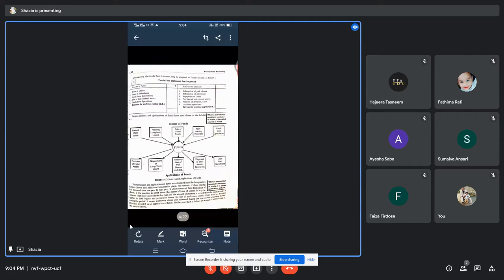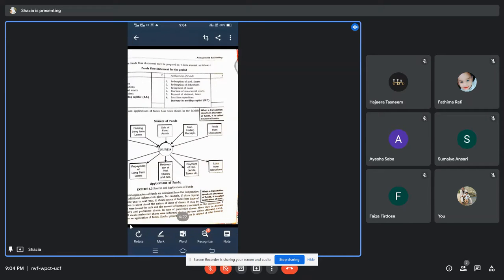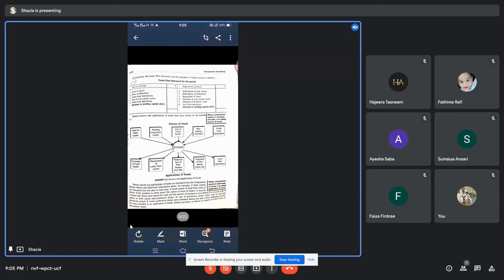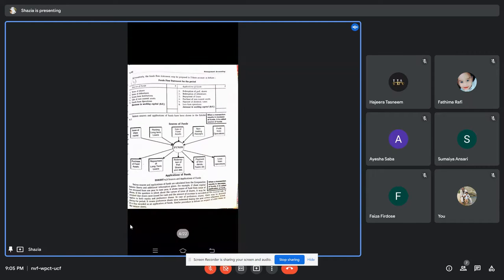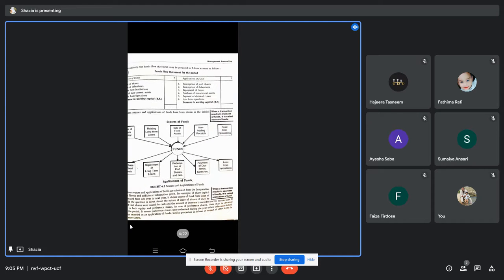If it is increasing, that depends; however, I'll tell you how to do that. Next, increasing working capital. So this is the second format to be written. Then ignore this table. Sources of funds is not required. Then go with the second format. Take this format also.